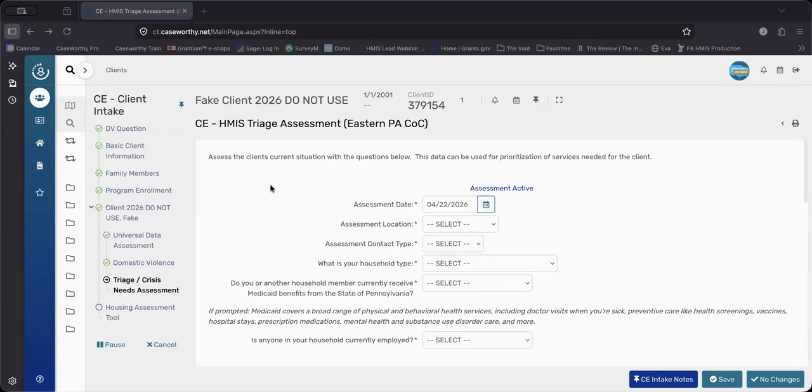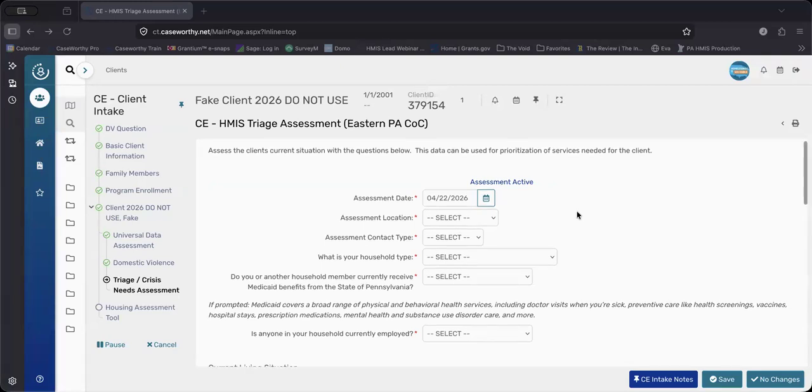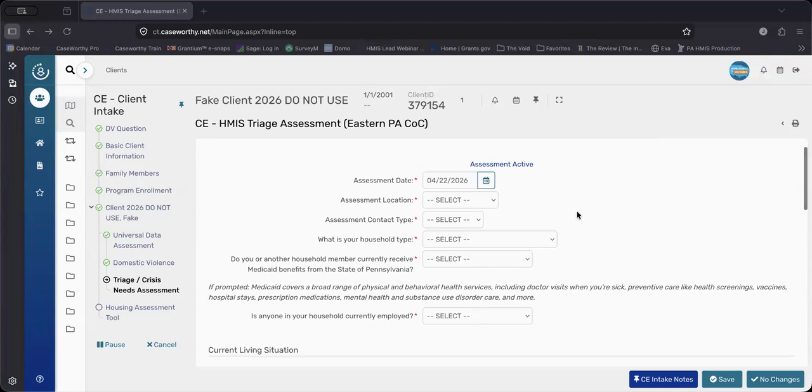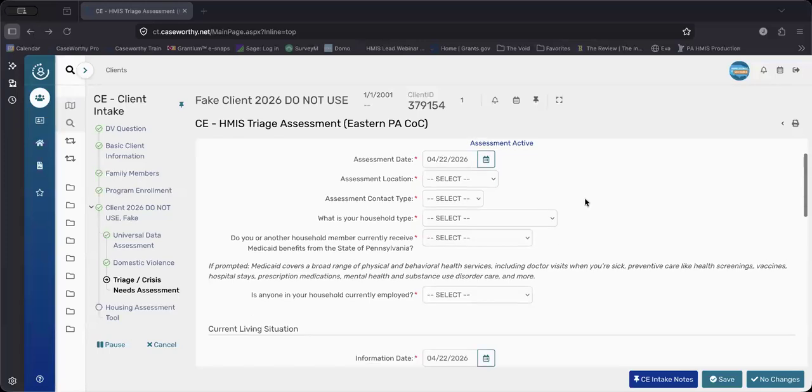The triage assessment questions are really not required by HMIS, or by HUD, in the HMIS data standards, but we use them to better understand the local housing and service needs of our community and make more appropriate referrals to housing and services and provide a little bit more information to our housing case managers to help them do enrollment, engagement, and case management.